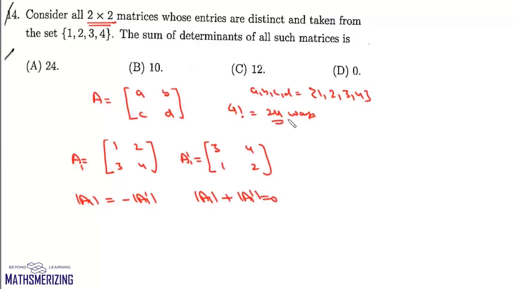Therefore, for these 24 matrices, there will be 12 matrices which are of the form A1, and then there will be 12 matrices which are of the form A dash 1. So when we add all the determinants, the sum of all the determinants will be simply 0, and that's your option D.